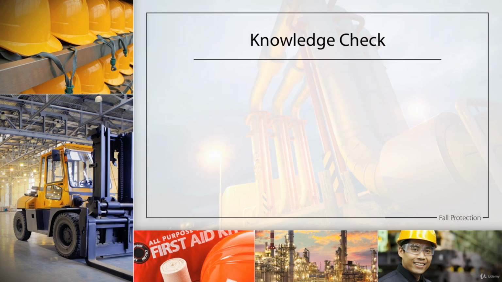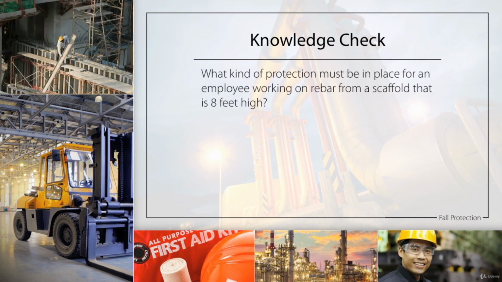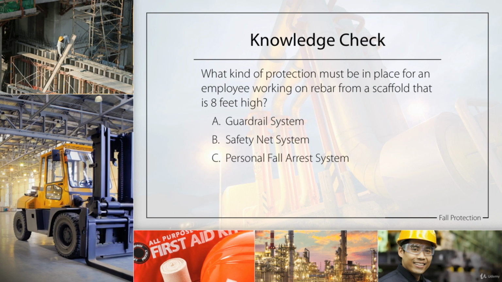Now, let's see if you're still awake. What kind of protection must be in place for an employee working on a rebar from a scaffold that is 8 feet high? A. Guardrail system. B. Safety net system. C. Personal fall arrest system. Or D. Barricade. The correct answer is C.